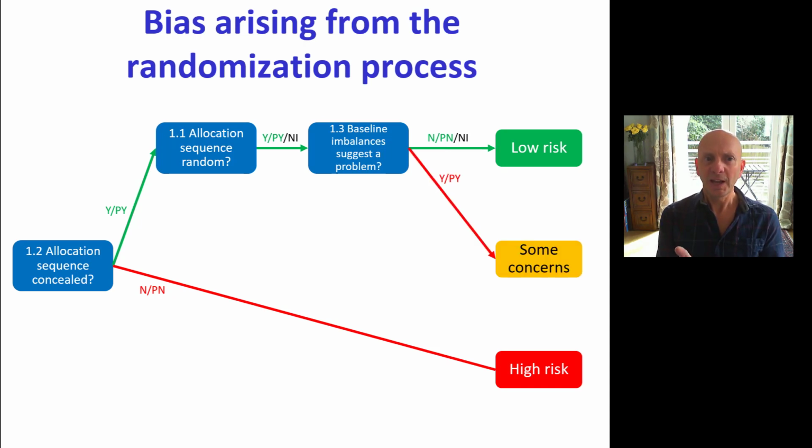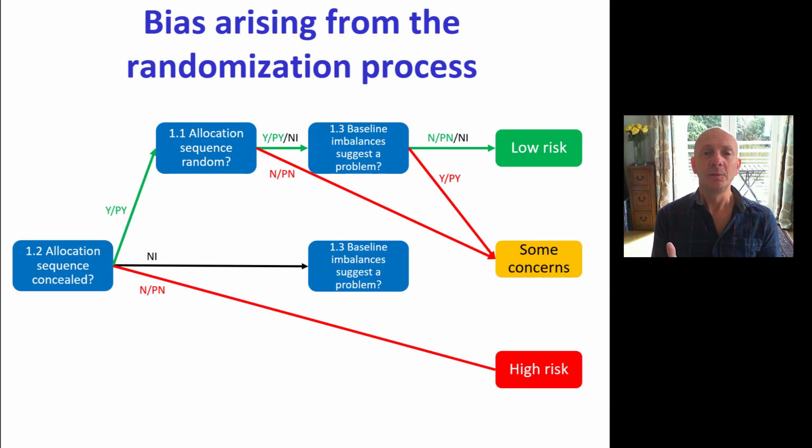If the methods seem sound in questions 1.1 and 1.2, but there's some potential problem around baseline imbalance, we may drop down to some concerns. And if the sequences are concealed but not random, we may also have some concerns. In those instances where we just don't have the information we need to know whether the sequence was concealed, all we've got to go on really is baseline information. And if that suggests that there was a problem, we'll map to high risk of bias. If it doesn't suggest there's a problem, we probably still have some concerns. So that's how our algorithm works for this domain.